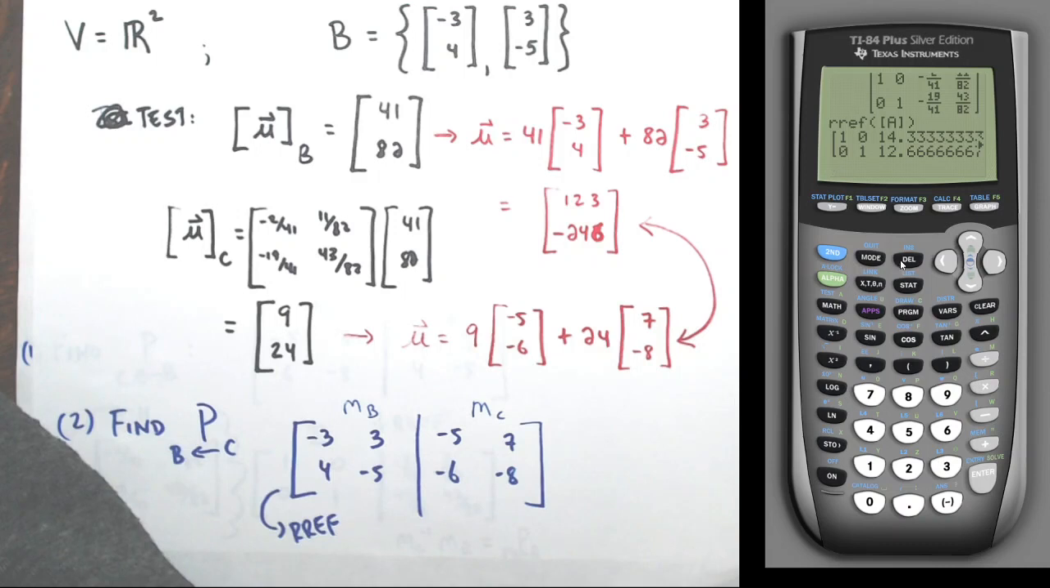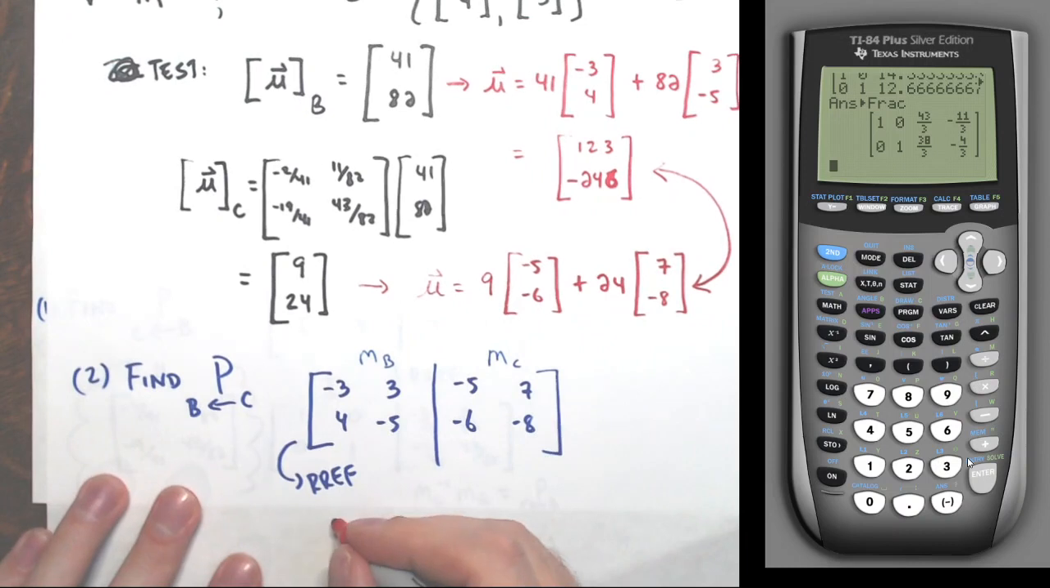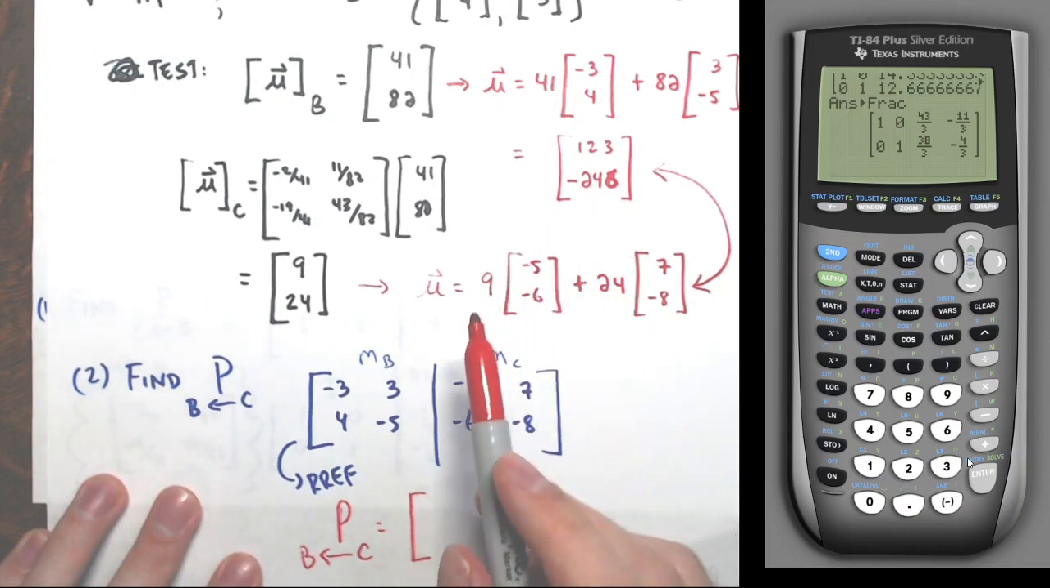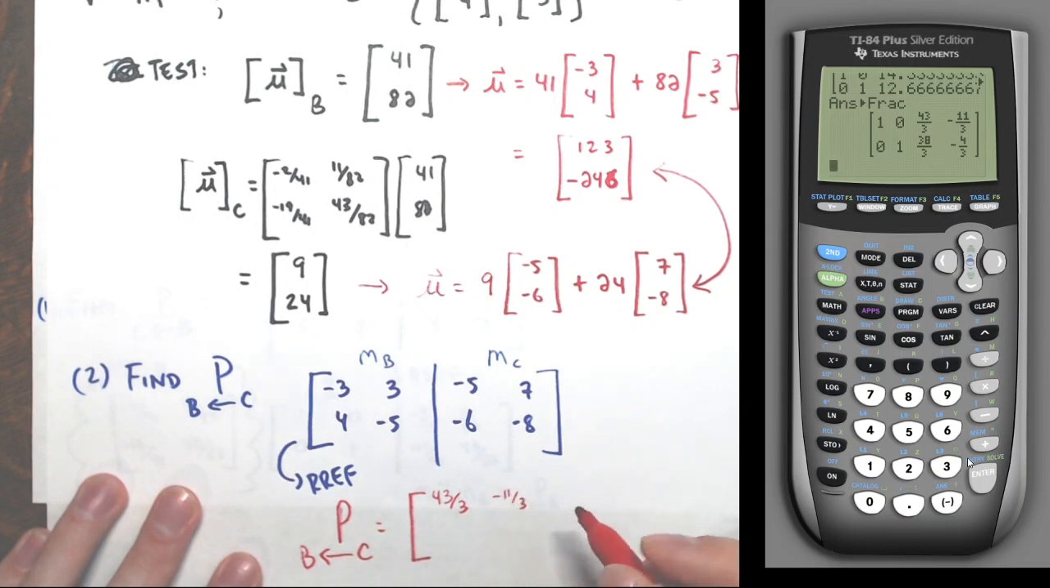All right, let's change the fractions. I know those are thirds, 1/3 and 2/3 and all that. So my transition matrix from C to B is to the right of the identity matrix. So you have the identity matrix on the left and then that transition matrix on the right. So 43/3, -11/3, 38/3, and -4/3. And there you go.